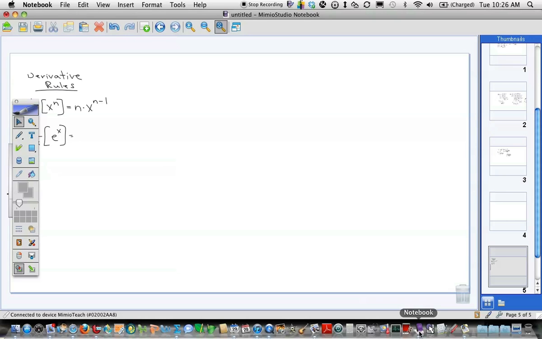Those are constants. When x is in the base, then that's a power rule. When x is in the exponent, that's an exponential. It's a totally different rule. So you do not bring the x down in front. It doesn't work.